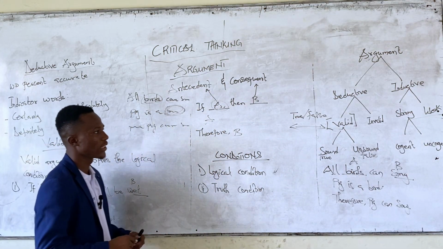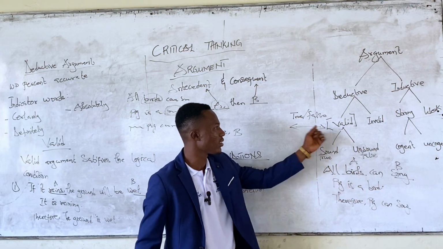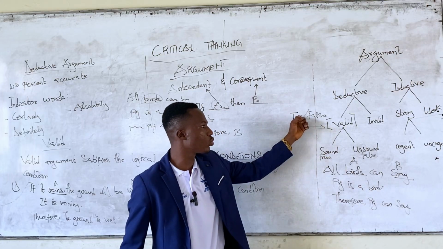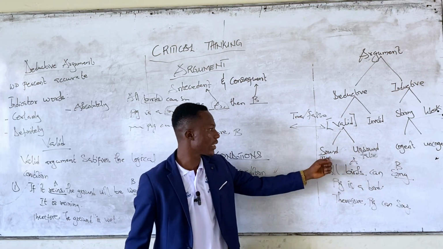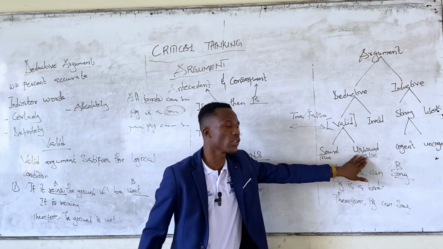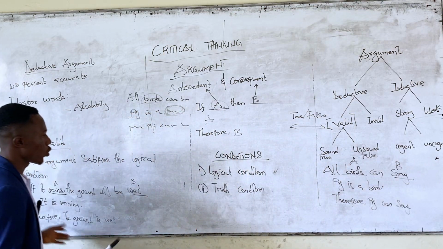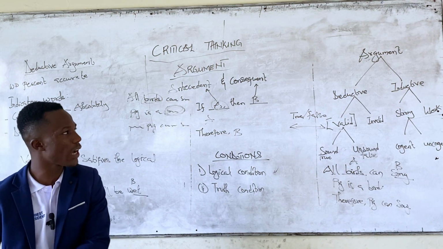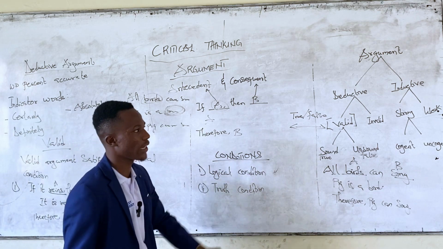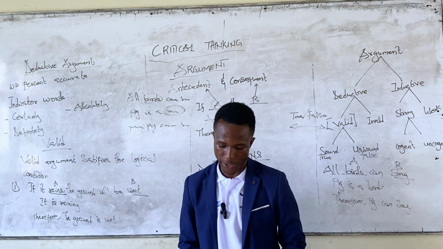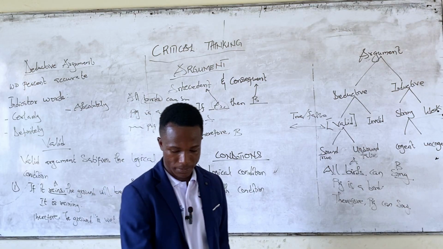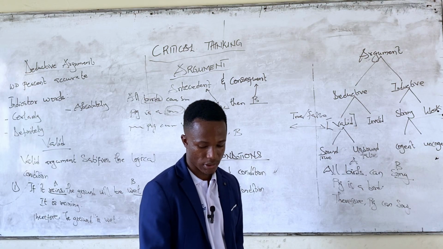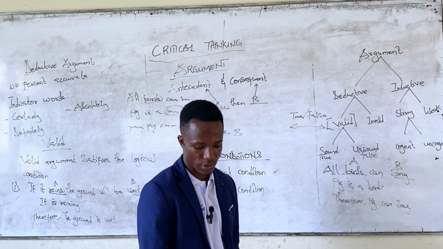So every argument which follows the pattern and is either way true or false is a valid argument. But then the one with true premises and everything is sound. The one with the false premises and everything is what? Unsound. That is all. So I can say we are done with the deductive argument. Okay, let's move on to the inductive argument.